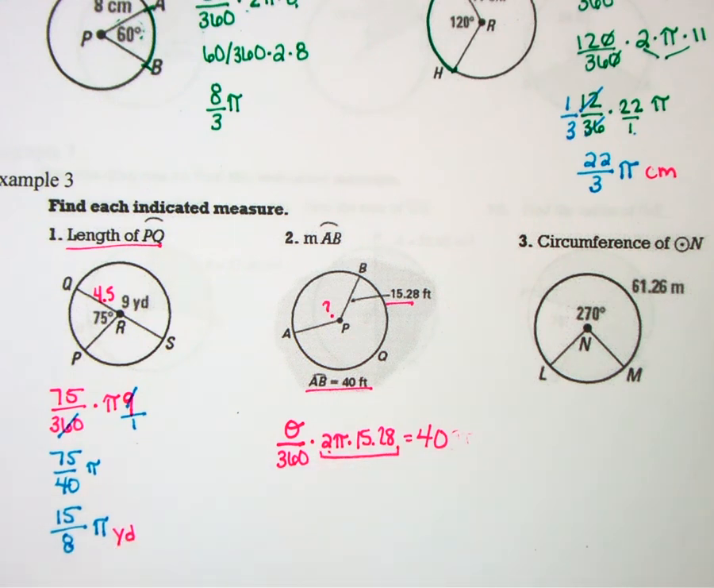Okay, so I'm going to take 2 times pi times 15.28.